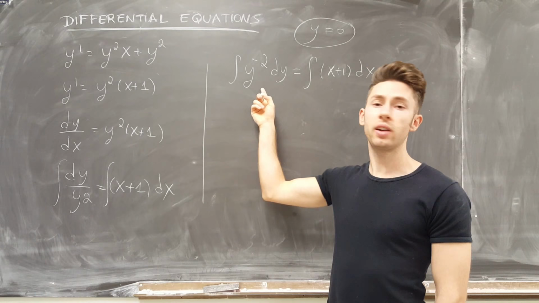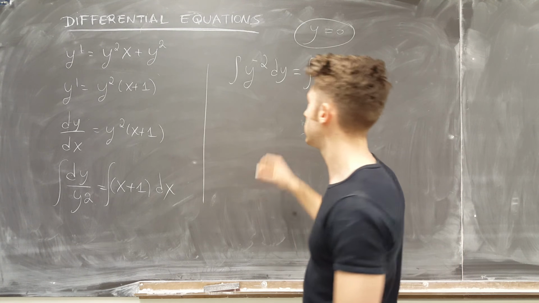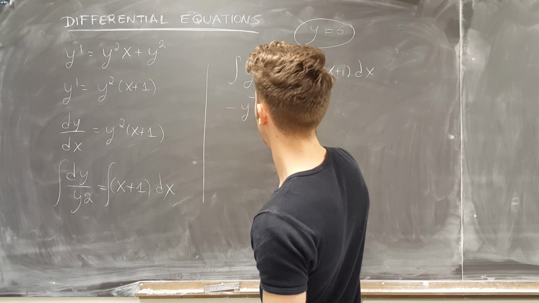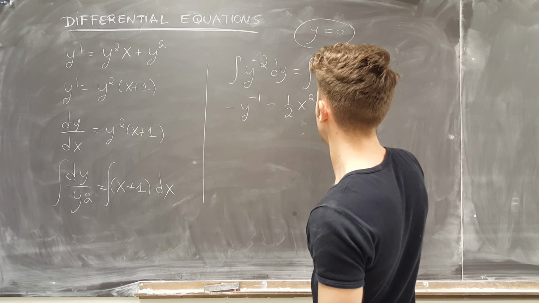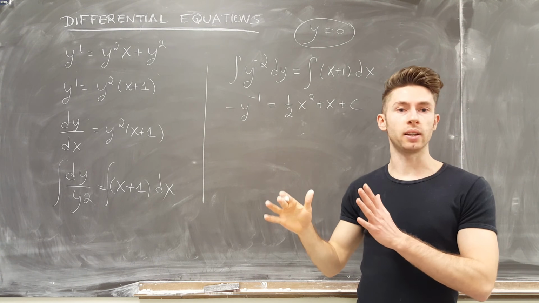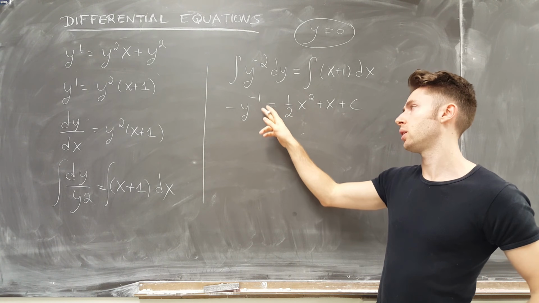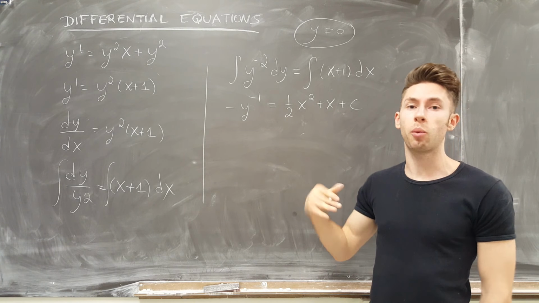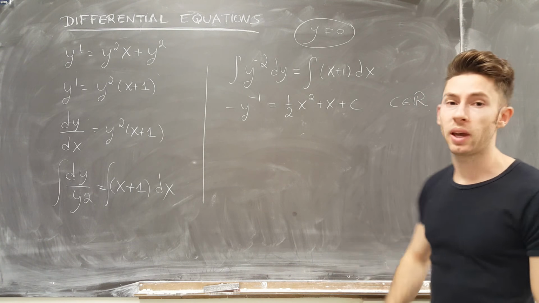And now here, increase the exponent by 1 and divide by it. So we get minus y to minus 1 equals 1/2 x squared plus x plus a constant. It's enough to only add one constant here because if I add the sum of two constants, that would still be a constant. And here c can be any real number.